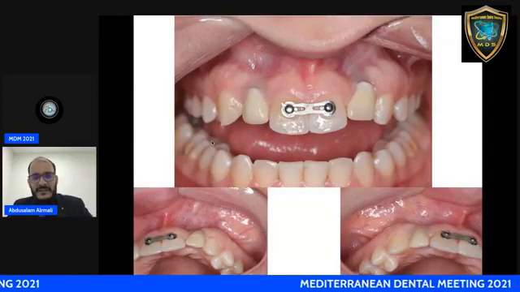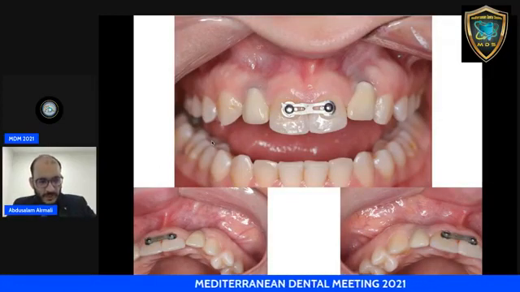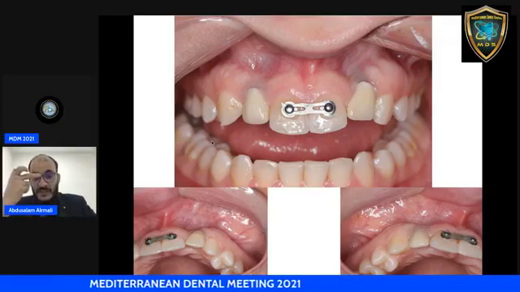Another case of bilateral laterals. Dr. Al-Hussein now, he's working with me, a prosthodontist, working with me in Al-Hussein Dental Clinic in Tripoli.